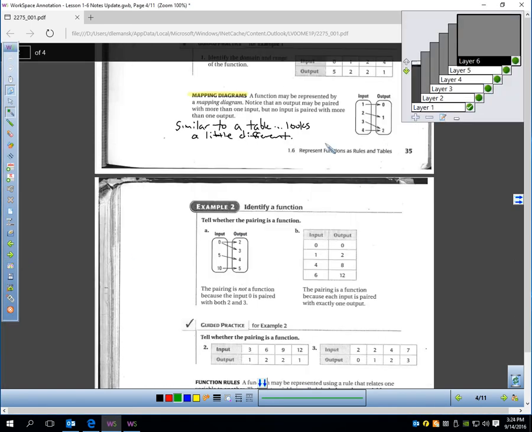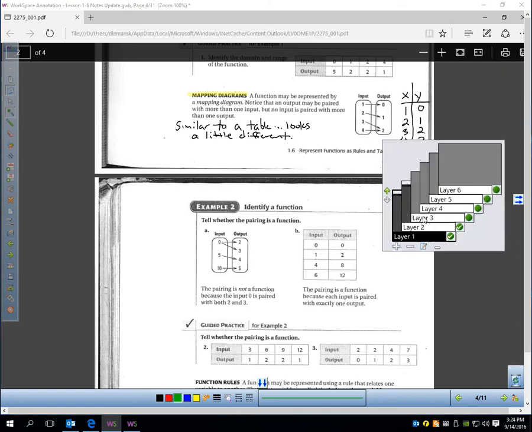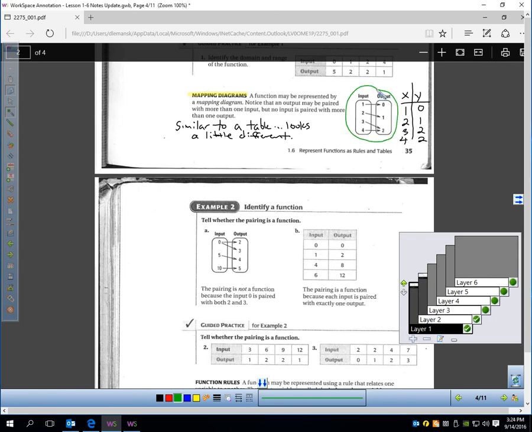Let's talk about a mapping diagram. A mapping diagram is this type of picture. You notice it looks like a table, just a little different. This mapping diagram in the picture is showing me that if I input 1, my output is 0. If I input 2, my output is 1. If I input 3, the output is 2. If I input 4, the output is 2. If you wrote this mapping diagram as a table, it would look like I have here.